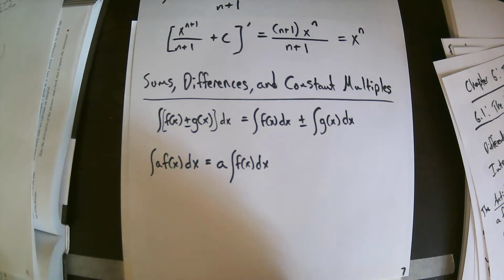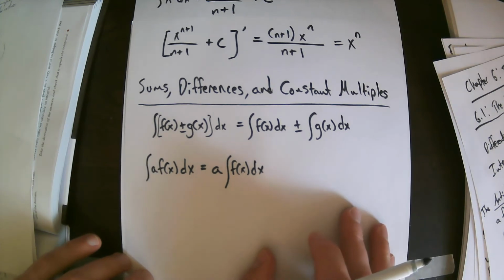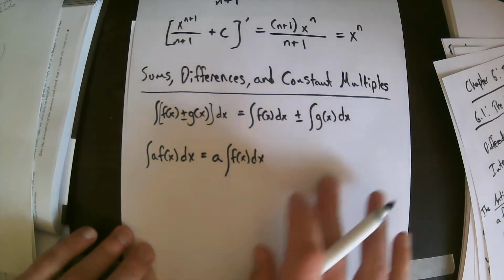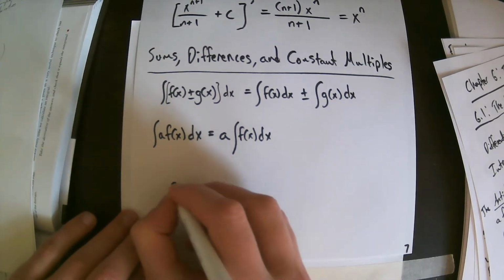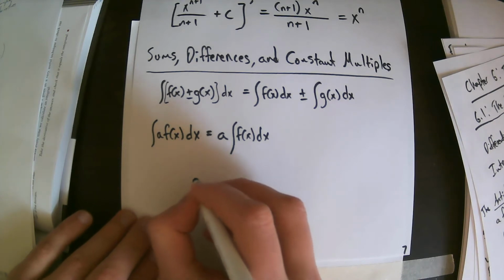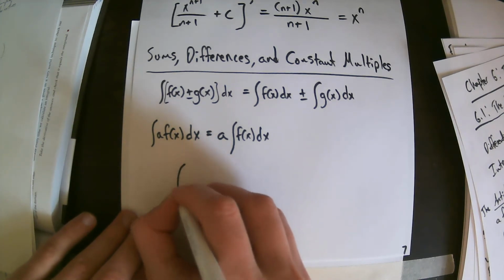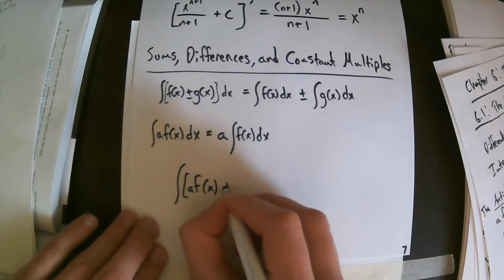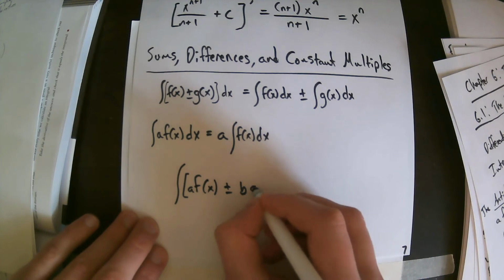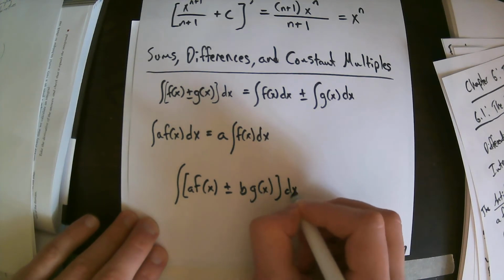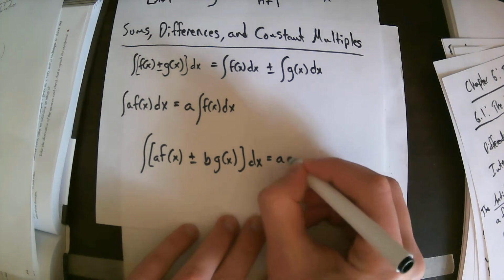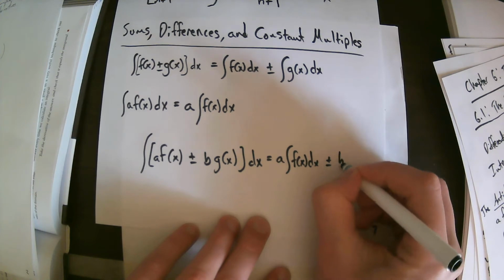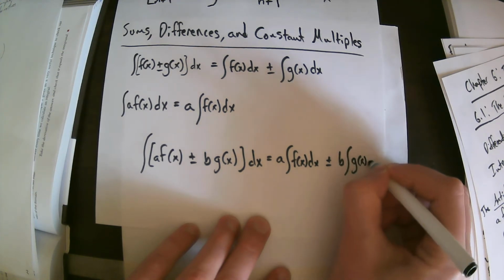By the way, if you take further math classes, all of these properties can be condensed into one, so you may see it this way. In fact, our textbook might even do it this way, where you have an integral of some constant times your first function plus or minus some other constant times your second function dx is equal to, pull the a out of the first one and then f of x. This is just a way of saying both of these rules at once.